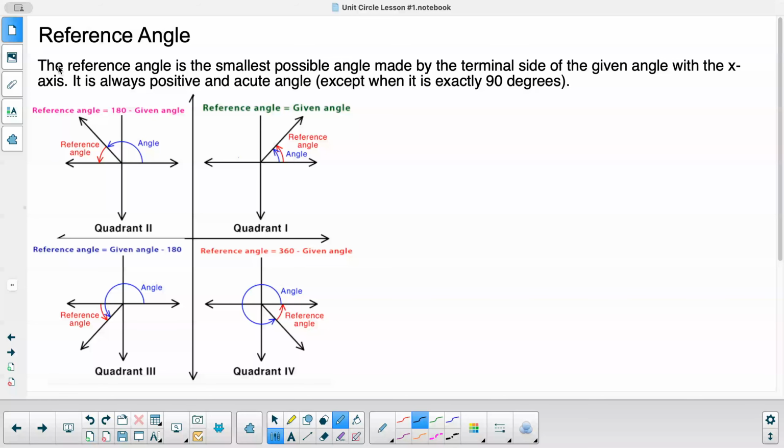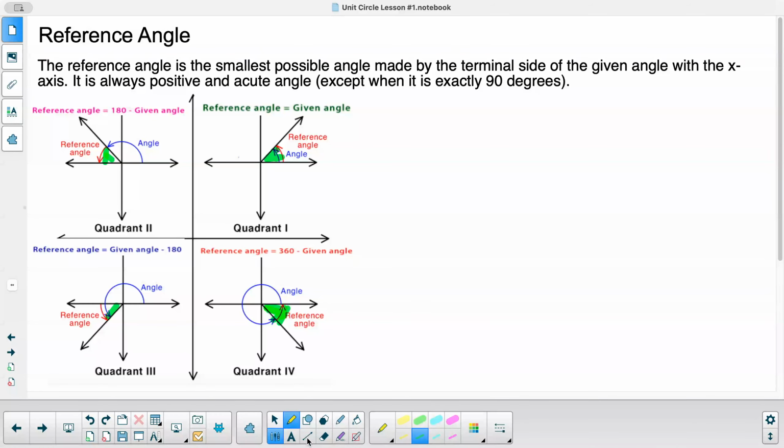All right, so what's a reference angle? Reference angle is the smallest possible angle made by the terminal side of the given angle with the x-axis. Okay, so with the x-axis, okay, right there. So if you look here at your 3 or your 4 reference angles that we have drawn here, this angle right here, this angle right here, this angle right here, and this angle right here. So it's always made with the x-axis. Okay, so don't accidentally make it with the y-axis. That's a common mistake, but always right here with the x-axis, okay?